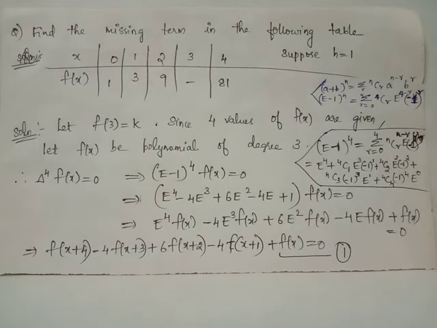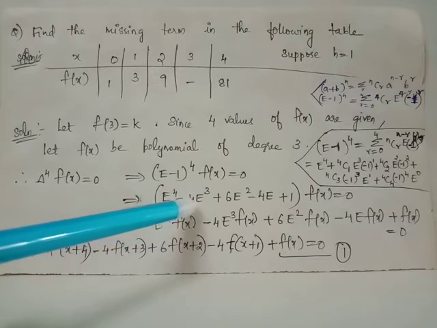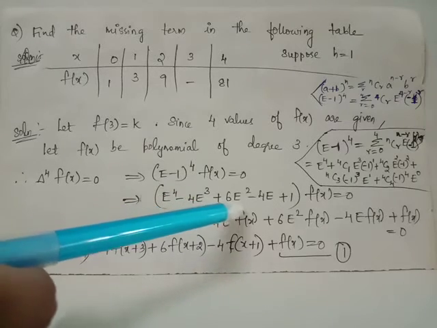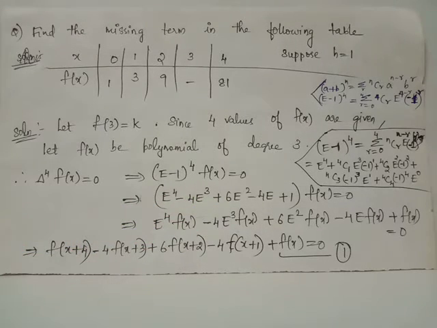We have E raised to 0 equals 1. Thus we have (E minus 1) raised to 4 obtained as E raised to 4 minus 4E cube plus 6E square minus 4E plus 1 applied on input f of x equated to 0. We have shift operator of order 4, E raised to 4, when applied on f of x, it will display the output f of x plus 4 because we have assumed h equals 1.